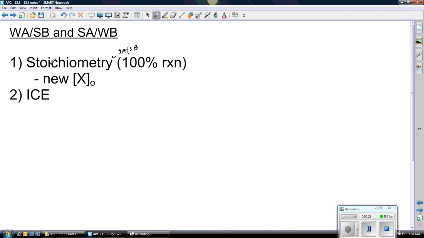Now, it actually doesn't mean we'll do stoichiometry first, then ice. In some cases, we're actually going to have to do an ice calculation first, depending on how much chemical is added. Then we might have to do stoichiometry, or we may have to do both. So it really just depends upon the question and what they want us to find.